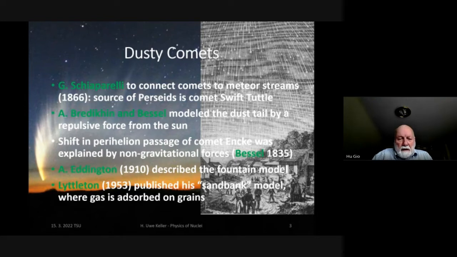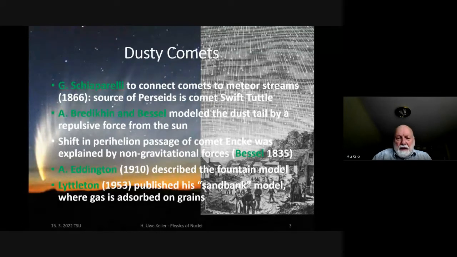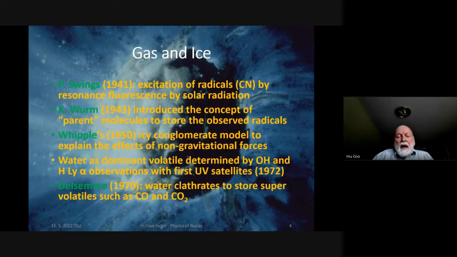Eddington, of course, found the fountain model. In the fountain model, the production is directed towards the sun, and then the dust is driven away from the sun, and it looks like a fountain. The importance of dust was maintained till the middle of the 20th century, when Litttleton published his sandbank model, where the gas which has been observed is adsorbed on the grains.